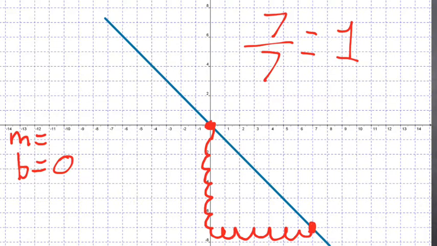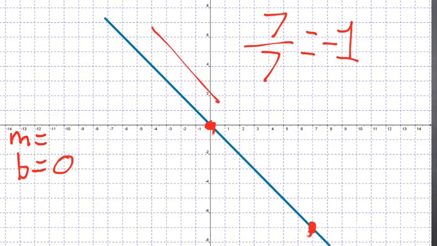The thing is, always check before you move on. Is this a positive slope or a negative slope? Negative, because it's going down. So your m is -1. Alright, you just found your m, you just found your b.